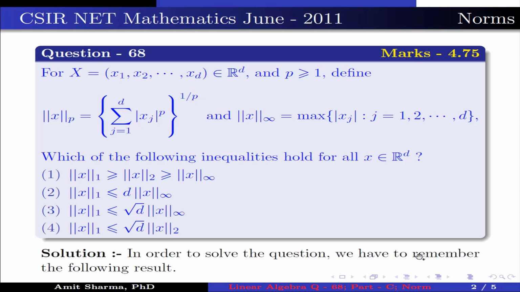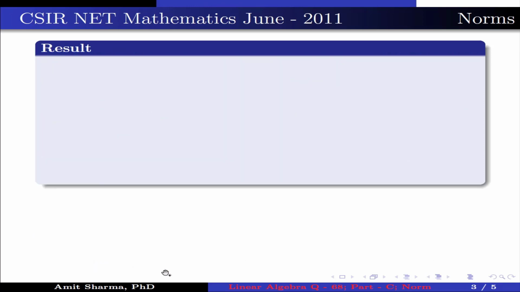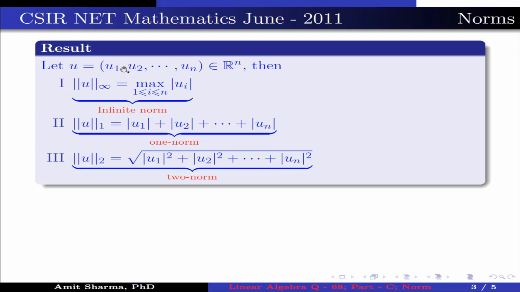In order to solve the question, we have to remember the following result. Let u = (u1, u2, up to un) belonging to R to the power n. Then infinity norm of u is equal to the maximum of |ui| where 1 is less than or equal to i less than or equal to n. This is known as the infinity norm. 1-norm u is equal to |u1| plus |u2| up to |un|. This is known as the 1-norm. 2-norm u is equal to the square root of |u1| square plus |u2| square and so on up to |un| square. This is known as the 2-norm.